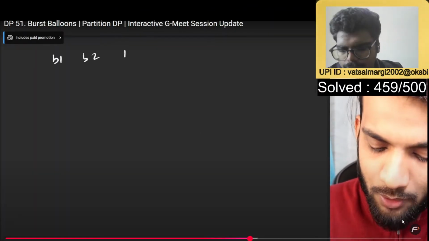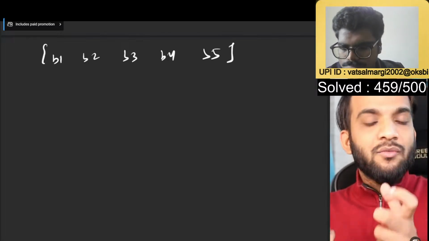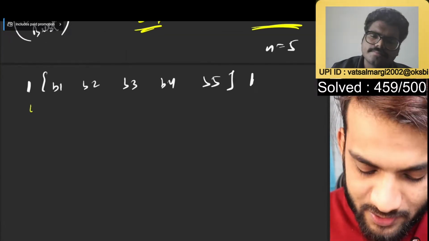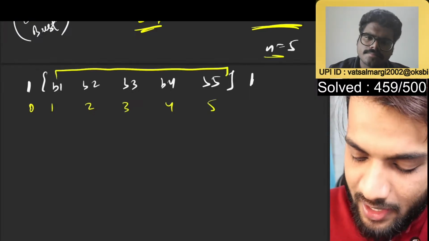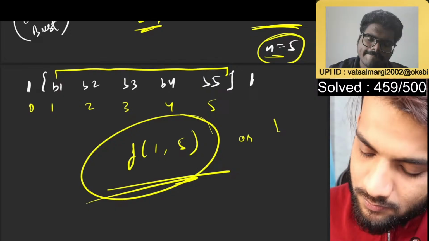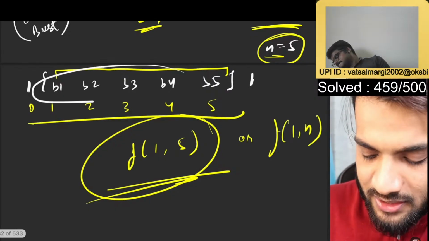So B1, B2, B3, B4, B5. Now, as I said, the first thing that you'll do is 1 and 1. So these are 5 balloons. Definitely N will be 5 balloons. And if I write the indices next, it will be 0, 1, 2, 3, 4, 5. So can I say if N is 5, the first range that you're looking to solve will be f of 1, 5. This is the subproblem that you're looking to solve, right?